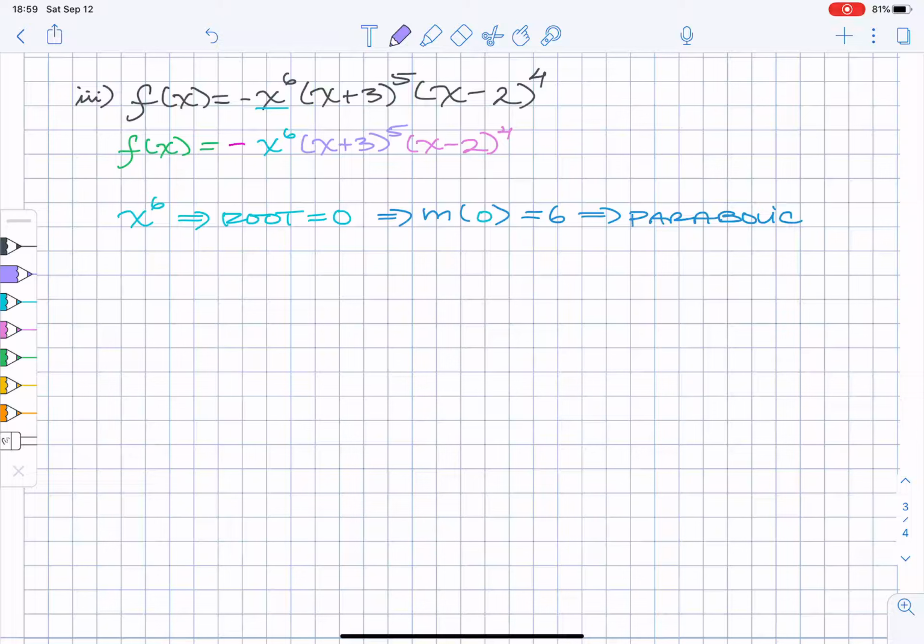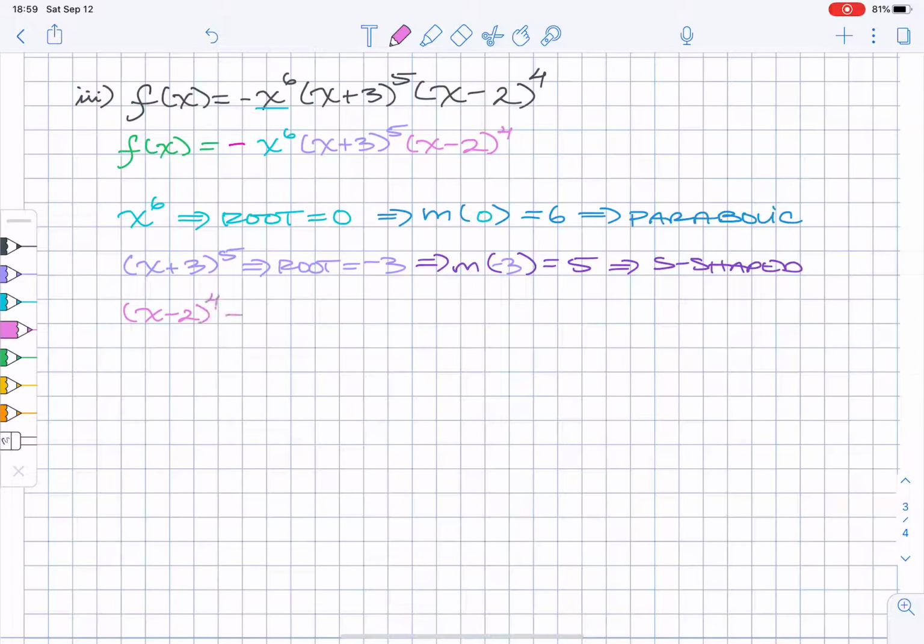So the next one, let's do the factor of x plus 3 to the 5th. That implies that the root is negative 3, which means that the multiplicity on this root is 5. So that means at negative 3 it's going to be S-shaped. Okay, last but not least, we have the factor of x minus 2 to the 4th, which means the root is 2.